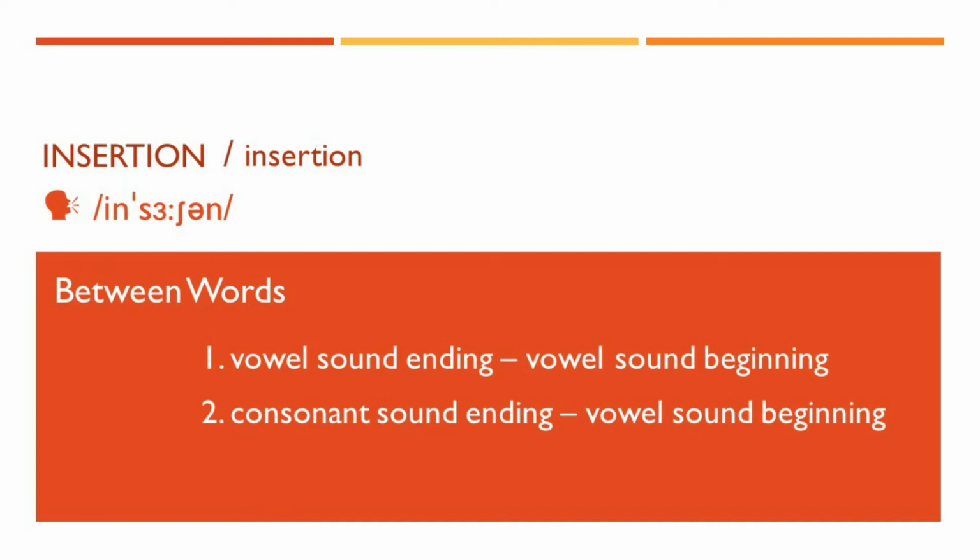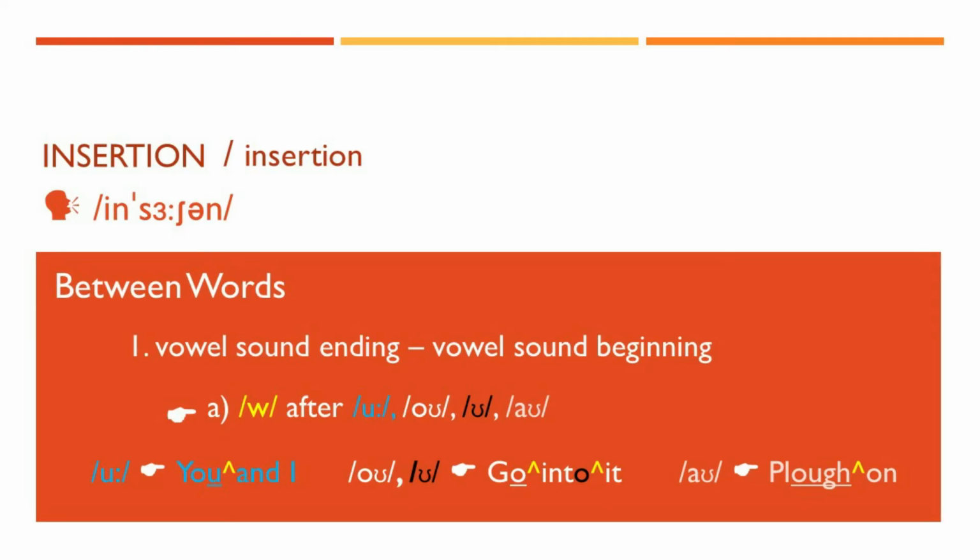So it typically is a sound that is similar to the sound you're trying to move away from and into the sound you're trying to move into. So examples of inserting linking sounds between words look like this. Let's start by looking at the insertion of w sounds.